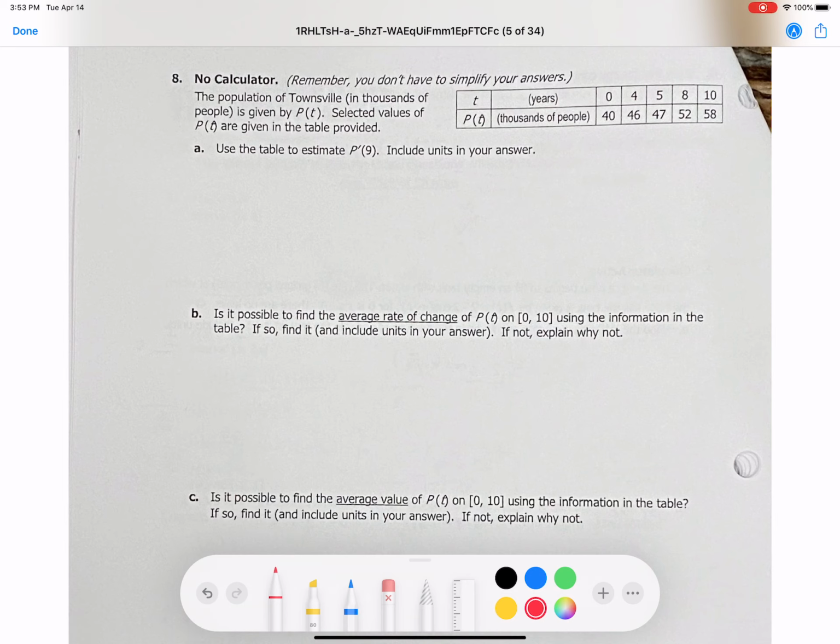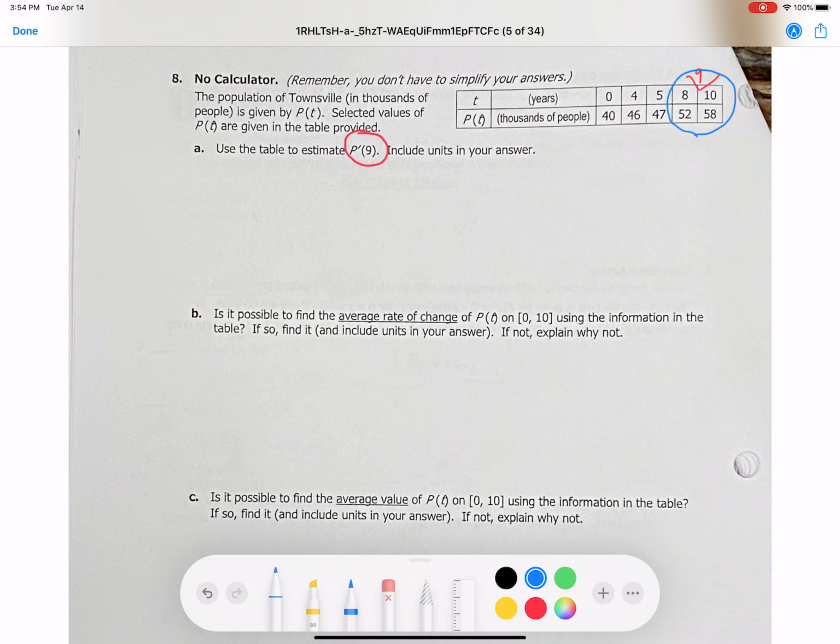Okay, the population of Townville in thousands of people is given by P of t. Select the values of P of t given in the table provided. You can see the table now, right? Part A asks you to use the table to estimate P prime of 9. Where is 9? Actually, 9 is not in this table. 9 is between 8 and 10, so we're going to use these two points.